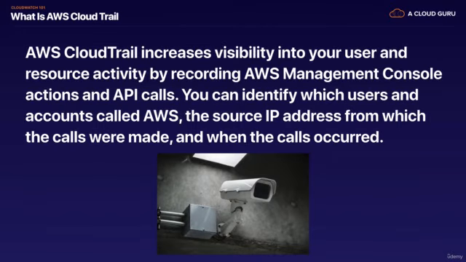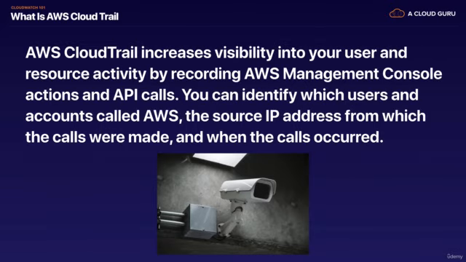So what Amazon like to do is try to confuse you with CloudTrail. They always have questions where, given a particular scenario, you'll be asked whether you should be using CloudWatch or CloudTrail. And so CloudTrail basically is a CCTV for your AWS environment. It increases the visibility into your users and resource activity by recording AWS Management Console actions and API calls. So every time you go in and create an S3 bucket or an EC2 instance, you're basically making an API call to AWS. And this is all recorded using CloudTrail.